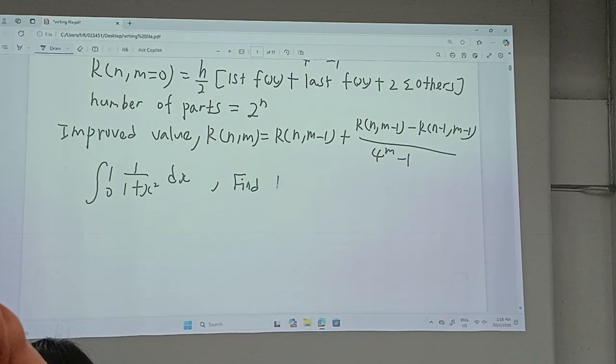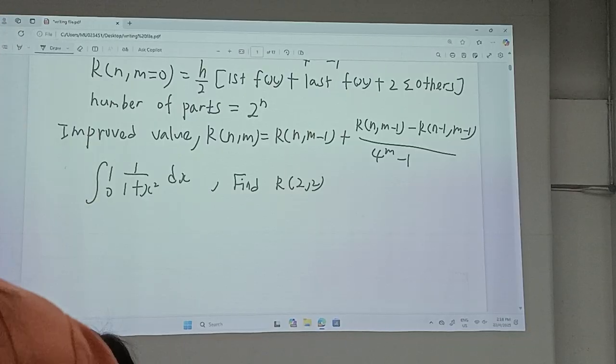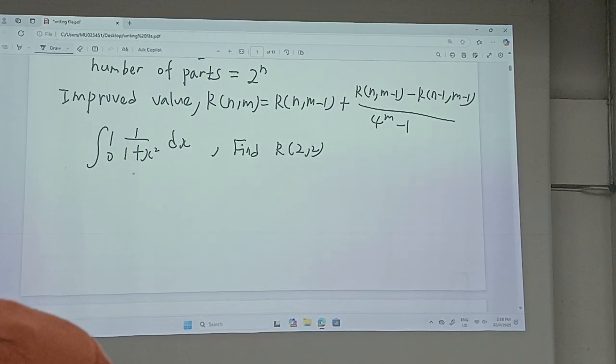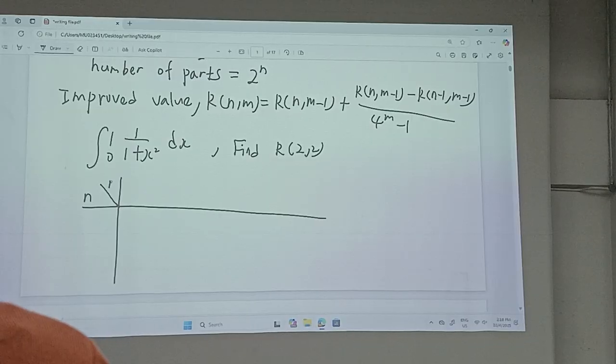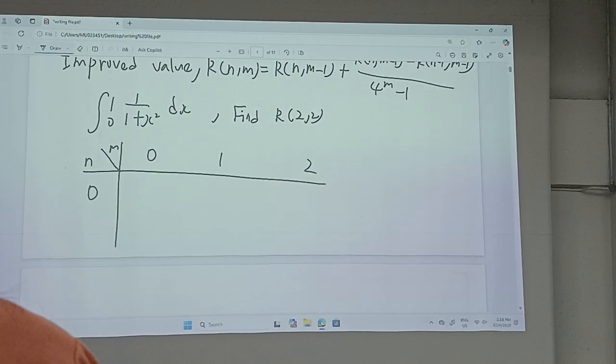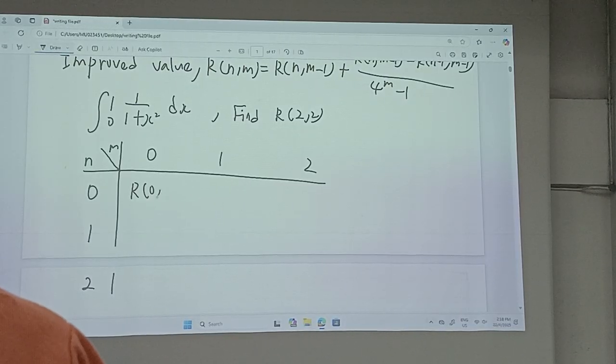Find R22. Okay, find R22. So first we create a table with 0, 1, 2 along the rows and 0, 1, 2 along the columns. Okay, so first we try to get R00.